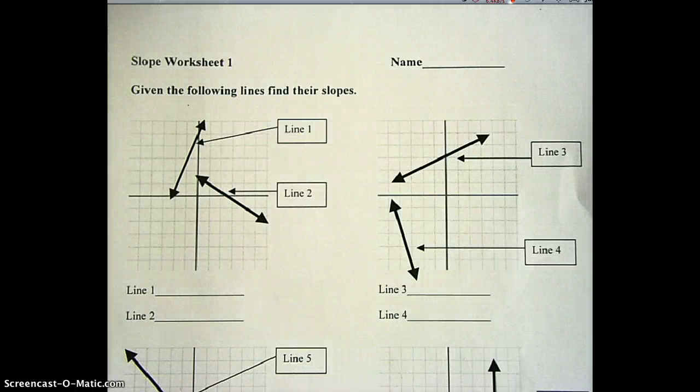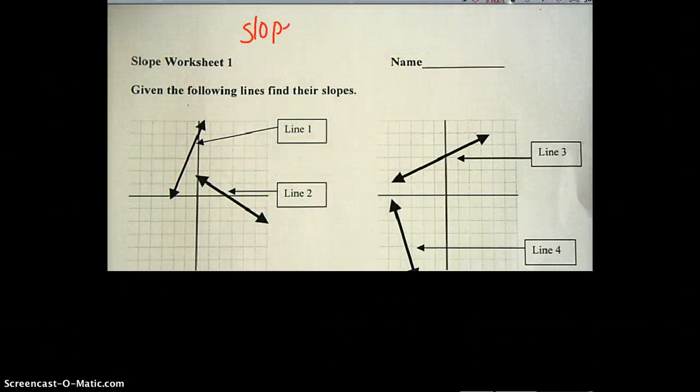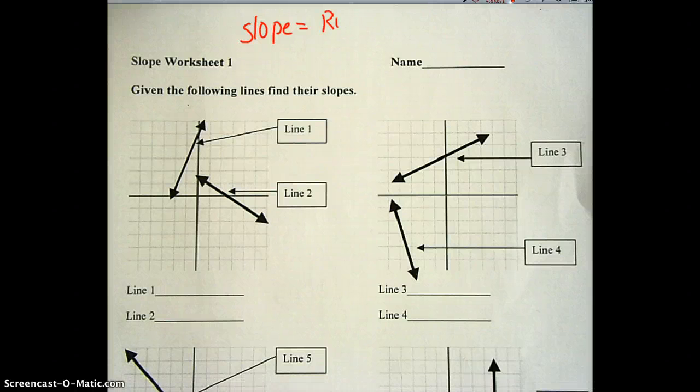So remember, the number one thing to remember is your definition of slope. And slope is rise over run. We can also think of it as delta y over delta x. Remember, delta y and delta x mean how much did y change? How much did x change? So we're looking for that information from the graphs.